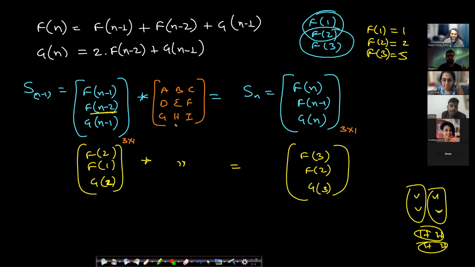Okay. So we don't require this f of 2, f of 1. To calculate A, B, C, we don't require f of 2, f of 1, g of 2. We can compare directly. See, we know that a times f of n minus 1 plus b times f of n minus 2 plus c times g of n minus 1 is equal to f of n. So if you compare A, B, C, it is clearly visible that f of n is equal to 1 times f of n minus 1. So A is 1 for sure.